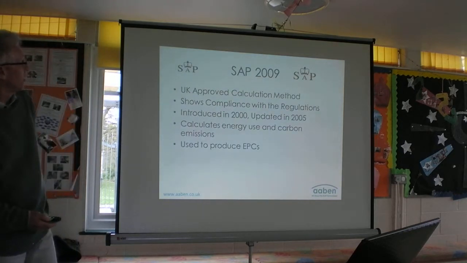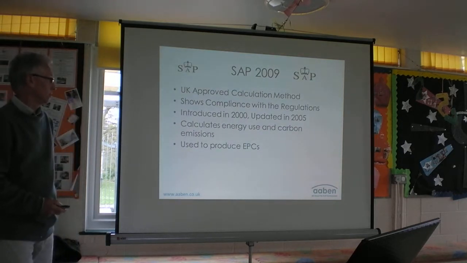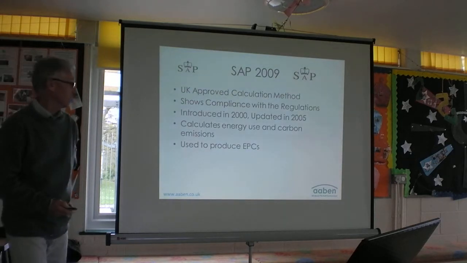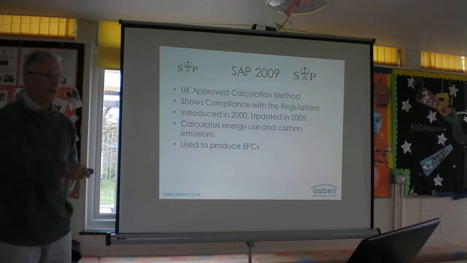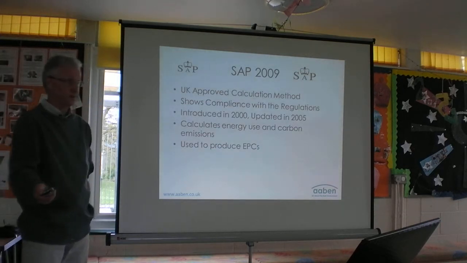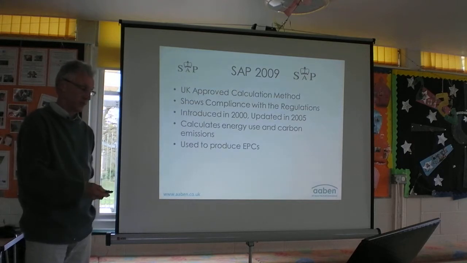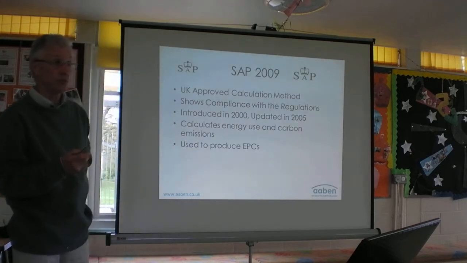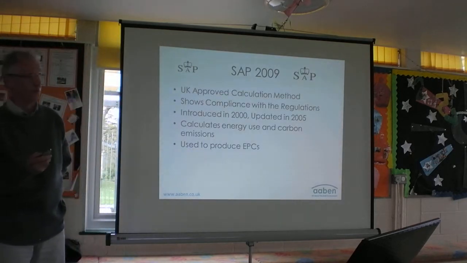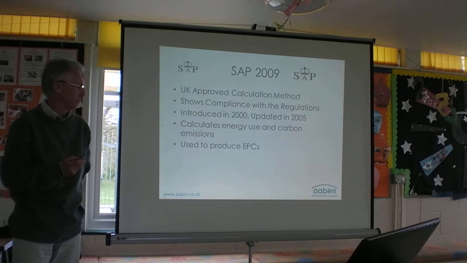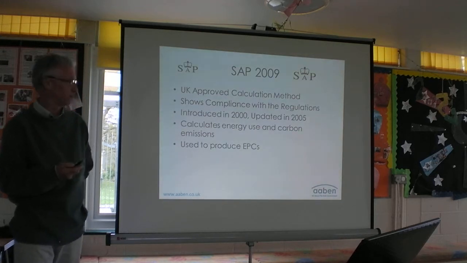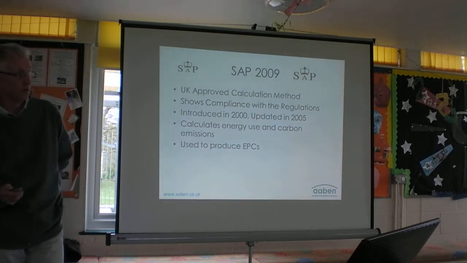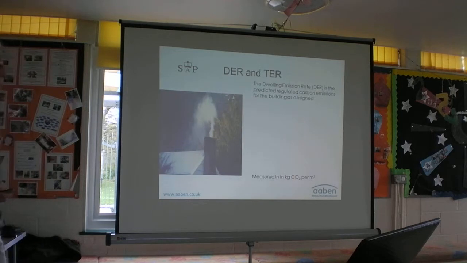SAP is the UK-approved calculation method, shows compliance, there you go, 2000, 2005, 2010, new one coming through 2013. It calculates energy use and then converts it to emissions. All right? So it works out the energy status of the house, and then works out the emissions depending on the fuel you're using. It also produces the EPC, the Energy Performance Certificate you will have to have. It's a two-stage process actually, producing a predicted energy one first, but there you go, that's compulsory. The building control people will want to see those calculations.